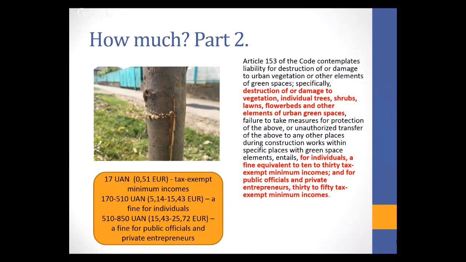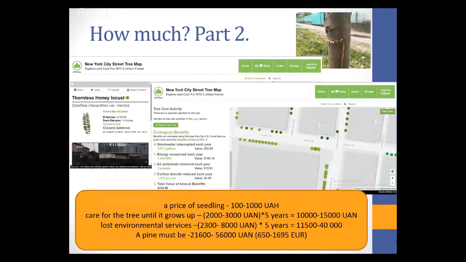For example, do you know how much is a fine for damage of green pollination? It's not a big amount, you can see it on the slide. And what will it be if we try to calculate all of the benefits and all of the costs of one tree, as New York City has done? We can add the price of a seedling, care for the tree until it grows up, and lost environmental services. I take this from the HSL website, and we can see that the price and a fine can be bigger by 10 or 100 times.